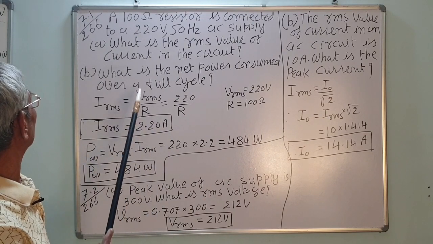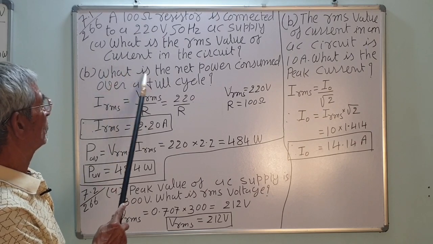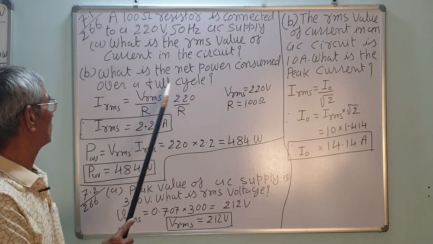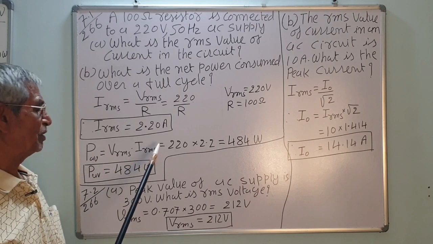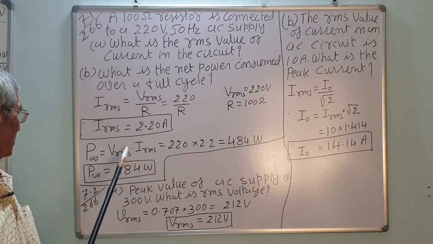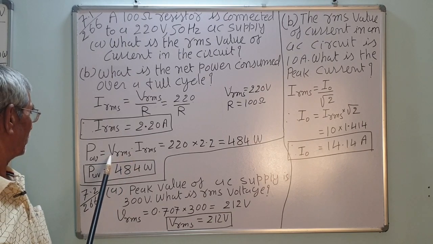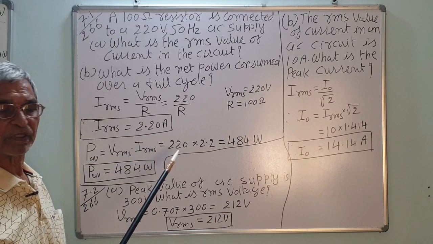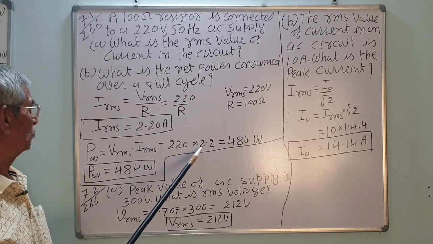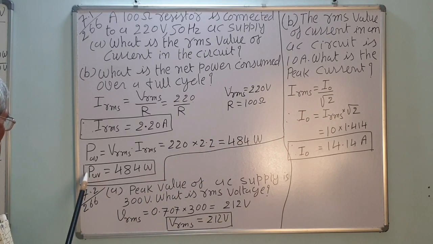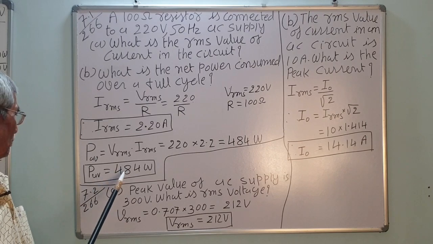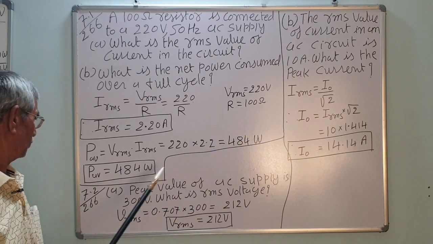The average power, what is the net power consumed over a full cycle? Average power is equal to Vrms into IRMS, that is 220 into 2.2, that is 484. This is a very easy example. So average power is equal to 484 watt.